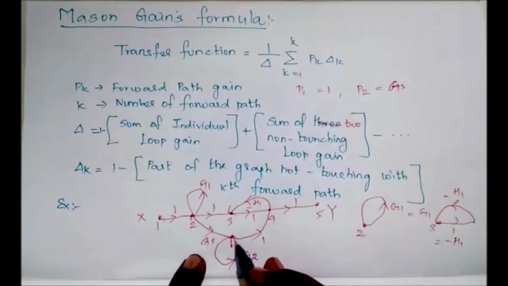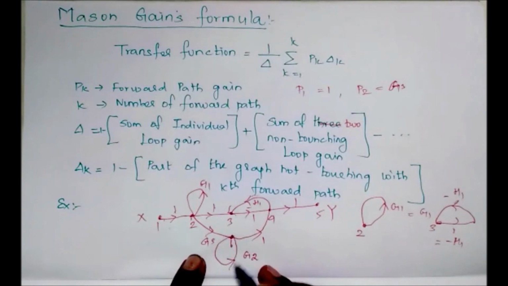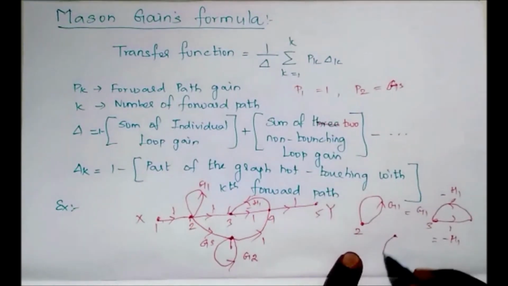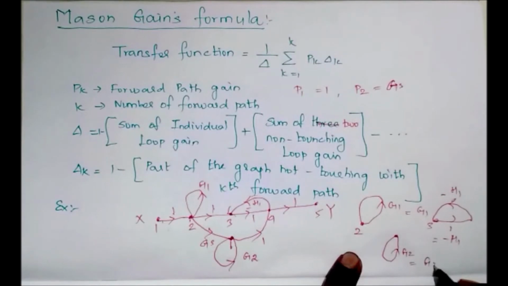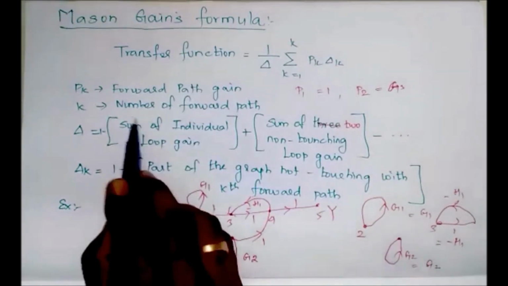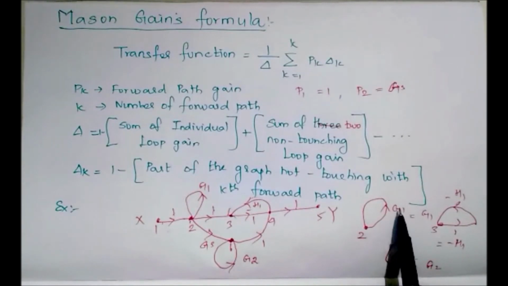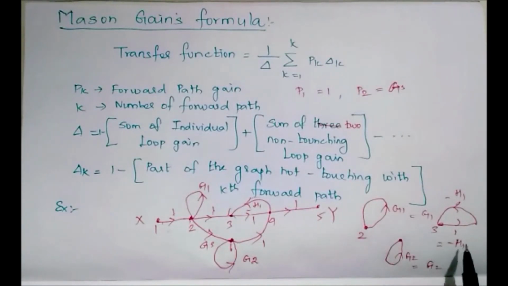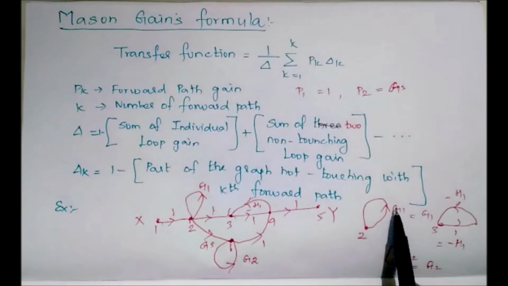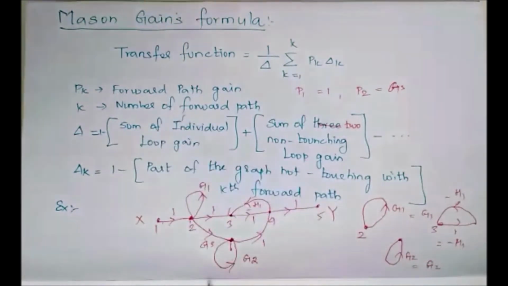From the example problem, one more loop is available. It is starting and ending with the 6. Therefore its gain is equal to g2. So now sum of individual loop gain means first individual loop g1 plus second individual loop minus h1 plus third individual loop gain g2. Therefore g1 plus g2 minus h1. So now this is over.